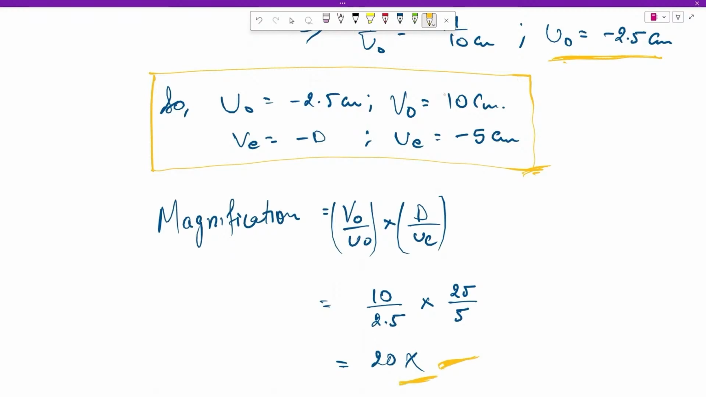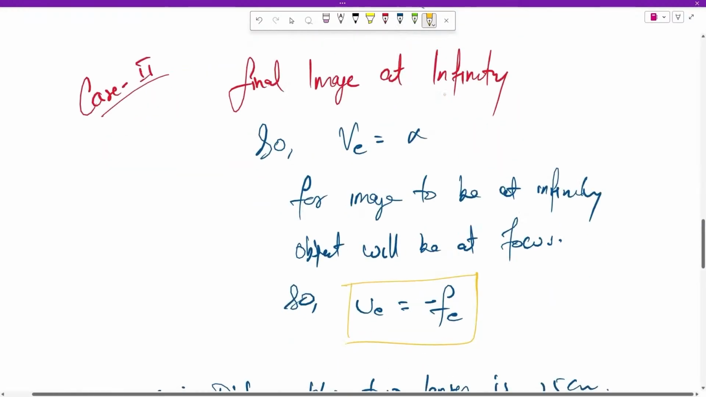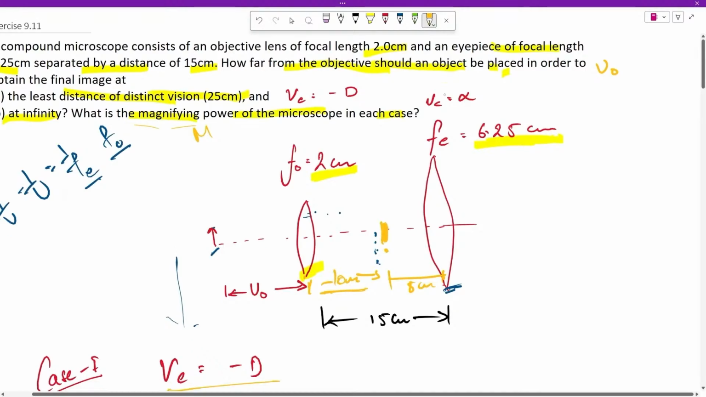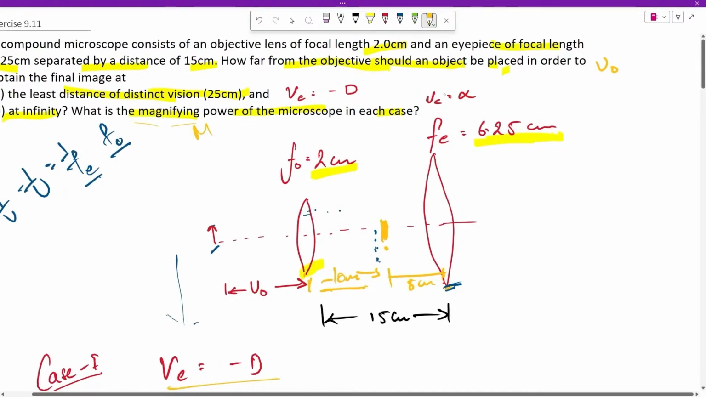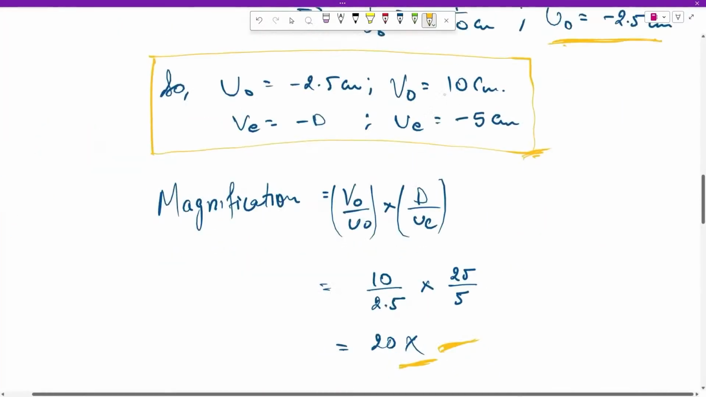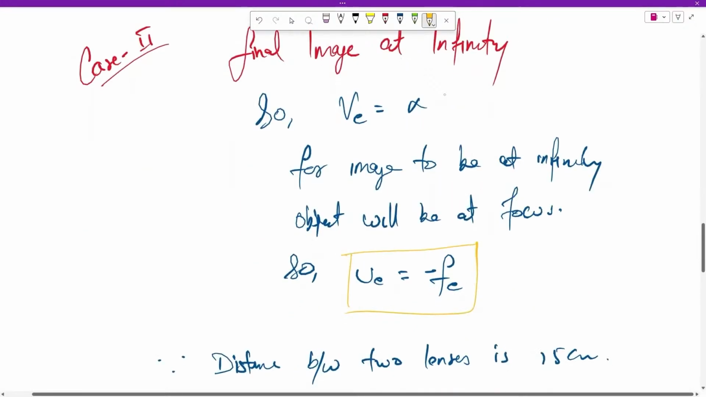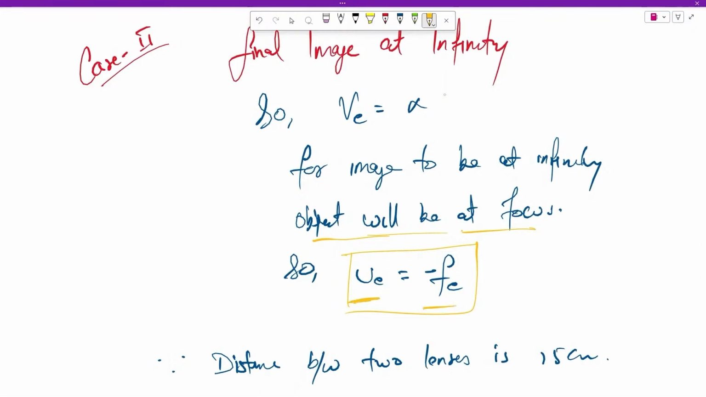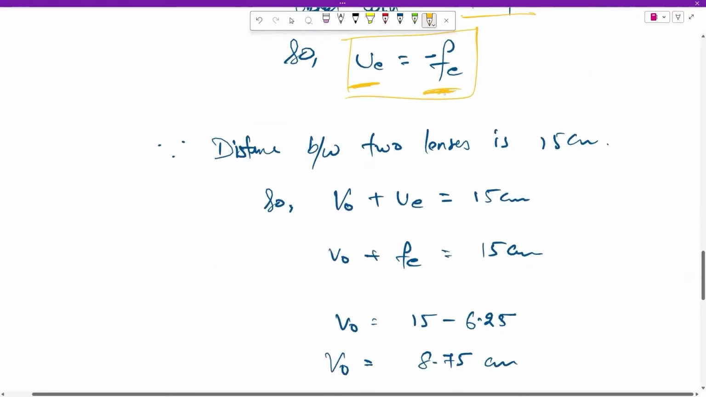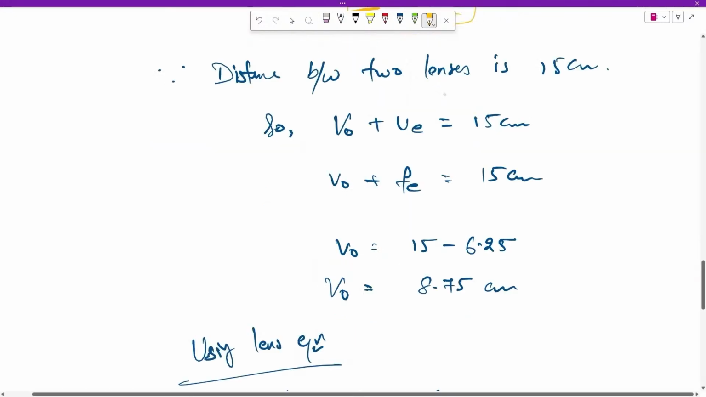So when the image is forming at the least distance of distinct vision, we are getting a magnifying power of 20. Now in the second case, the question was final image at infinity. That is, the final image formed by the eyepiece is going to be at infinity. So we know that for the image to form at infinity, the object will be placed at the focus. So UE, that is the object for the eyepiece, is going to be minus FE, and we have been given the value of FE, that is the focal length of the eyepiece, 6.25 centimeter. So let us find out the distance VO.